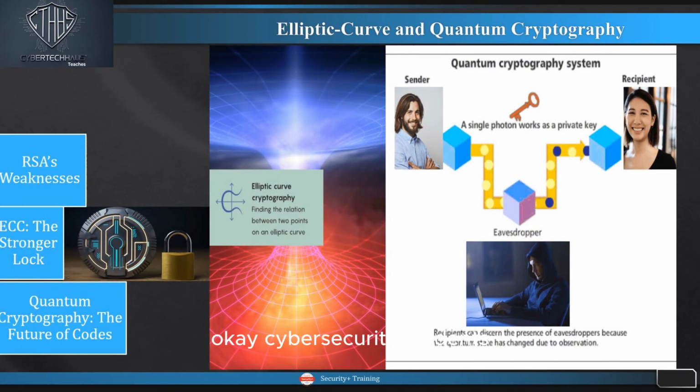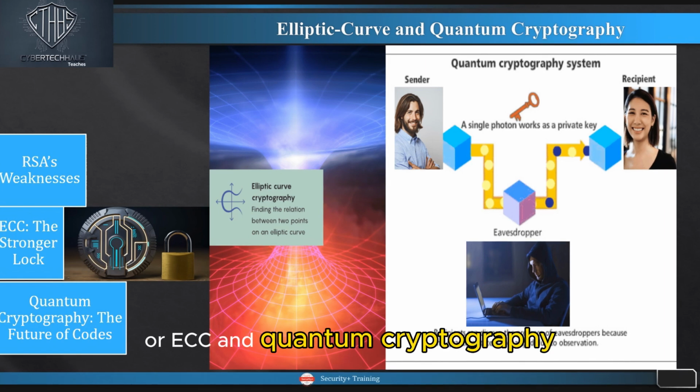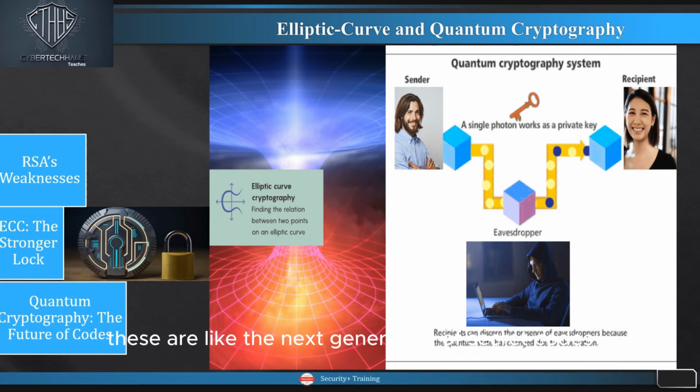Okay, cybersecurity students. Now that we have covered the basics of asymmetric cryptography, let's dive into some more advanced stuff. Elliptic curve cryptography, or ECC, and quantum cryptography. These are like the next generation of secret codes.